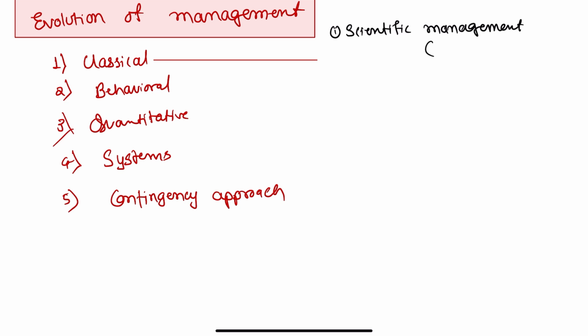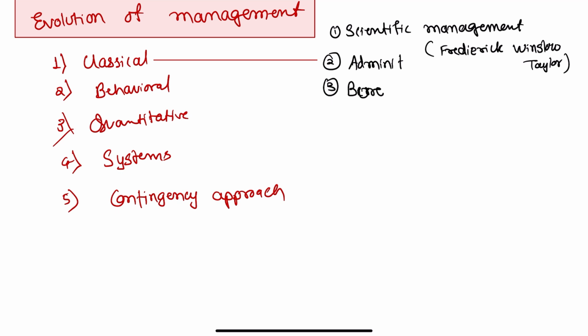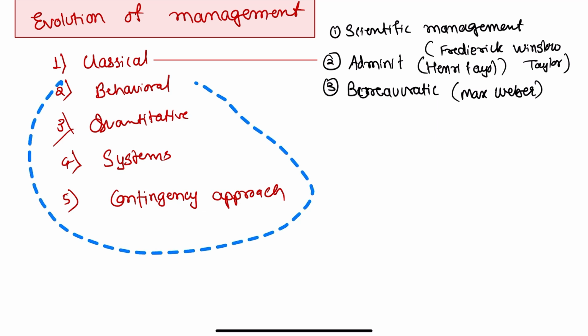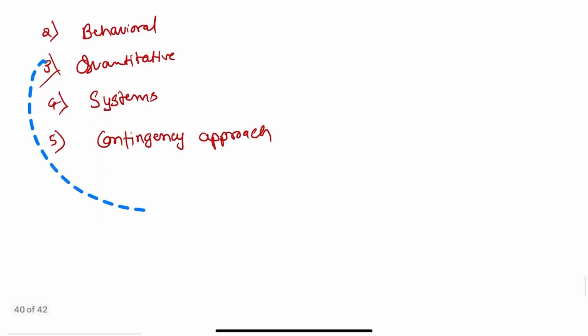This theory was given by Frederick Winslow Taylor. The second theory we have is administrative management, and the third one is bureaucratic management. Administrative management was given by Henry Fayol, while bureaucratic management was given by Max Weber. Further, let me expand this now so that we will have everything in one place.